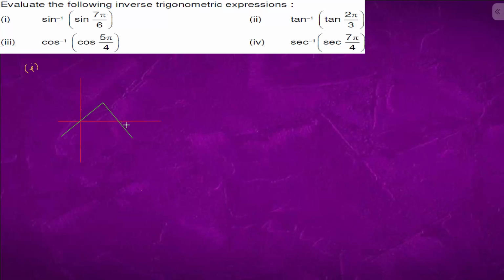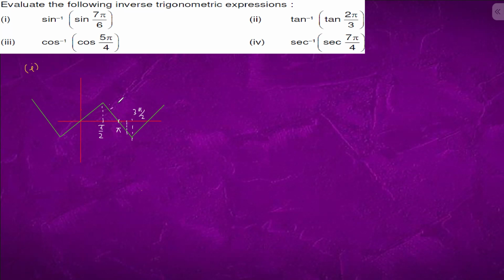3 pi by 2 is bigger than 7 pi by 6. Okay, so this is enough. The graph will go like this, and it will keep on going. This is pi by 2, pi, 3 pi by 2. Pi plus pi by 6 is somewhere here.